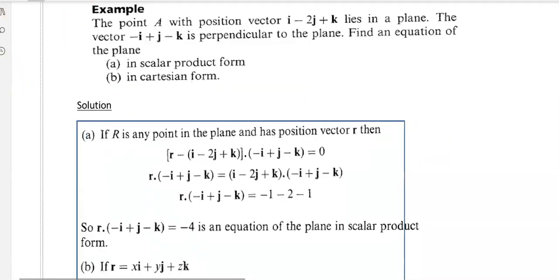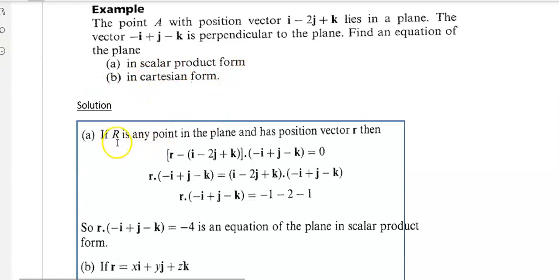Okay, so in this example it says a point A with position vector i minus 2j plus k lies in a plane. The vector minus i plus j minus k is perpendicular to the plane. Find an equation of the plane, and first of all, find the plane in scalar product form.